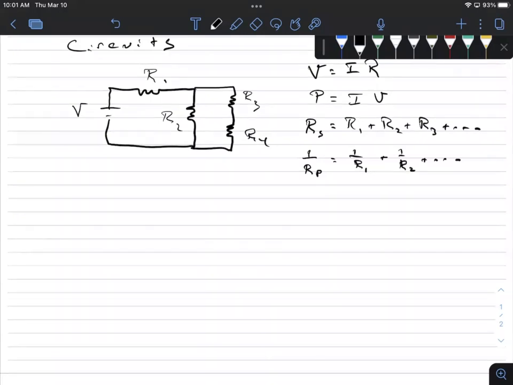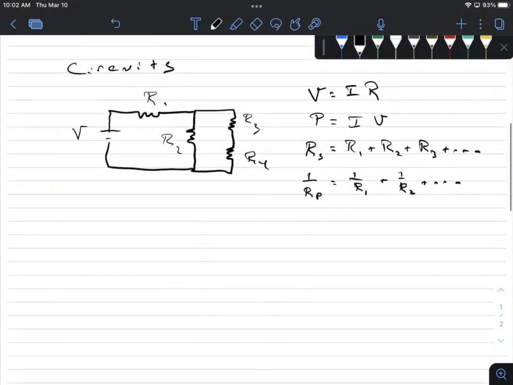And so you would be given a circuit with all these resistors, and you one step at a time combine resistors together to simplify the circuit down until you're left with a single resistor, and thus you now know the total resistance of your circuit. Once you have the total resistance, you use Ohm's law to get the total current, and then you use the power equation to get the total power.